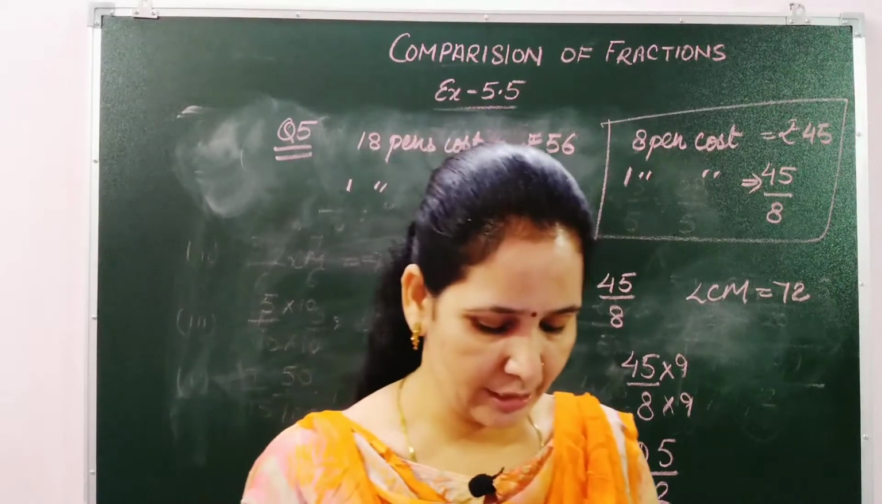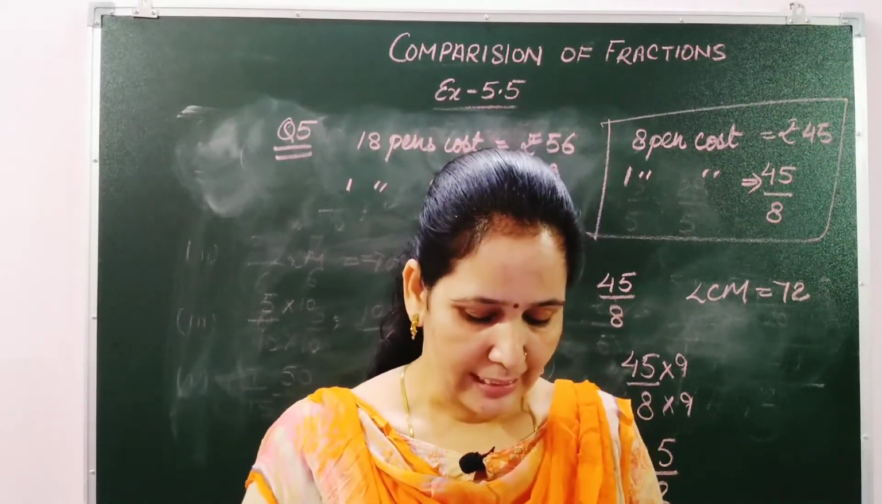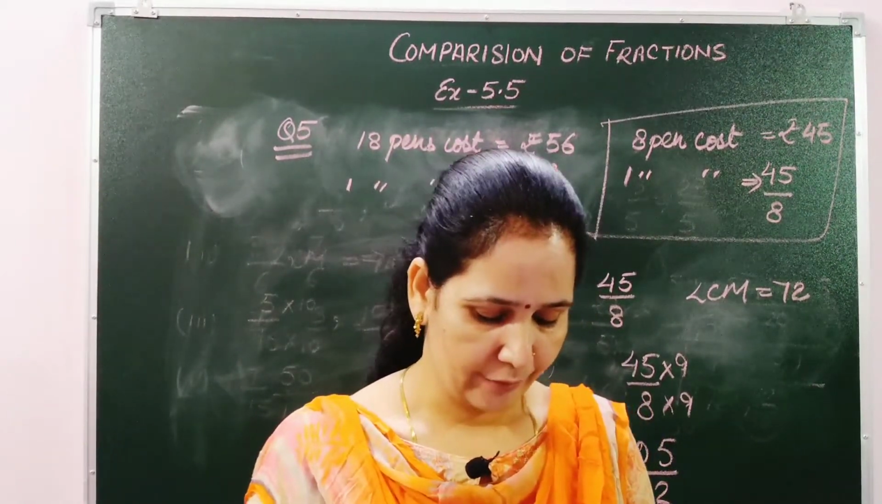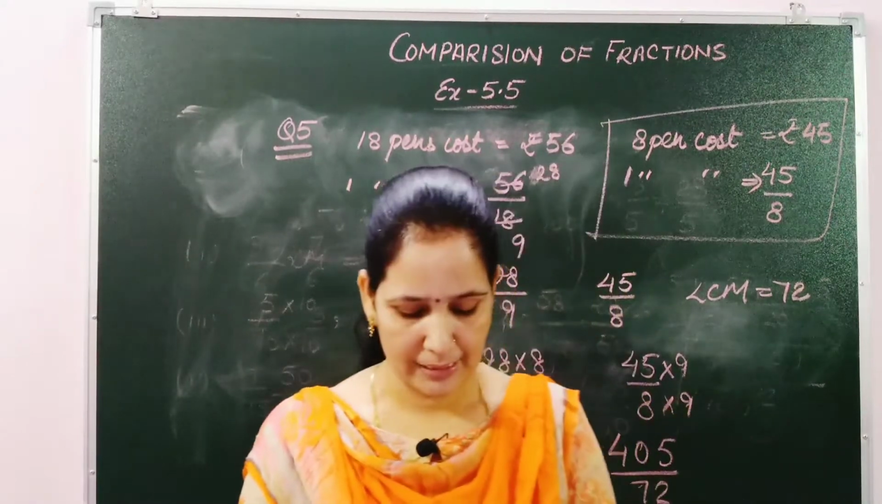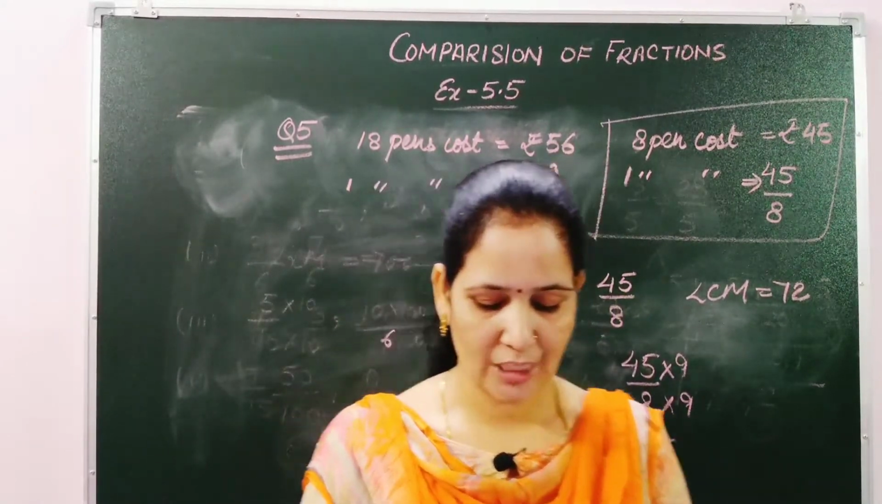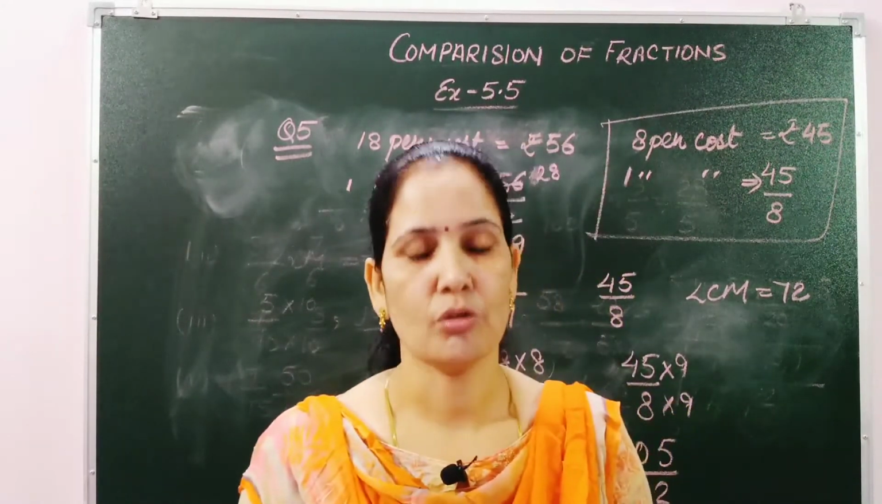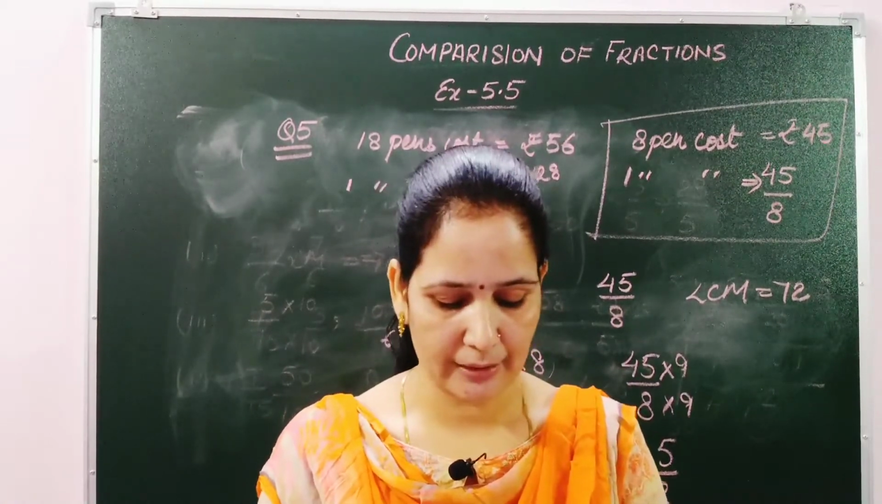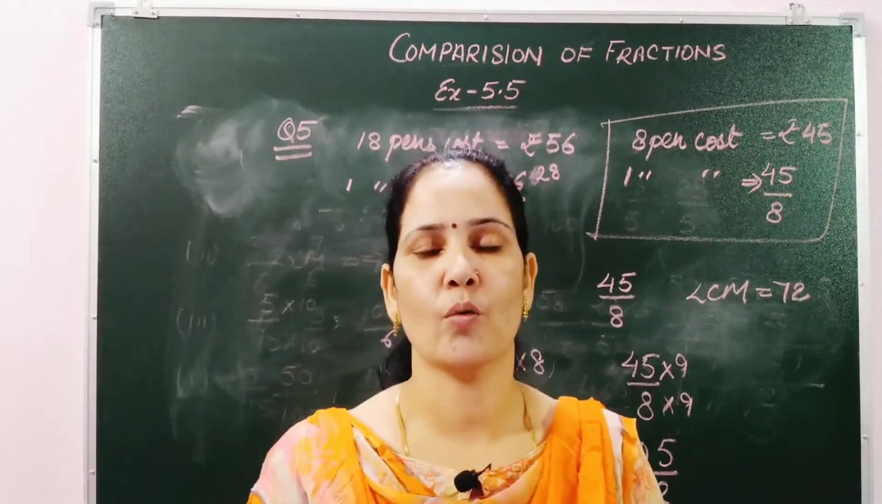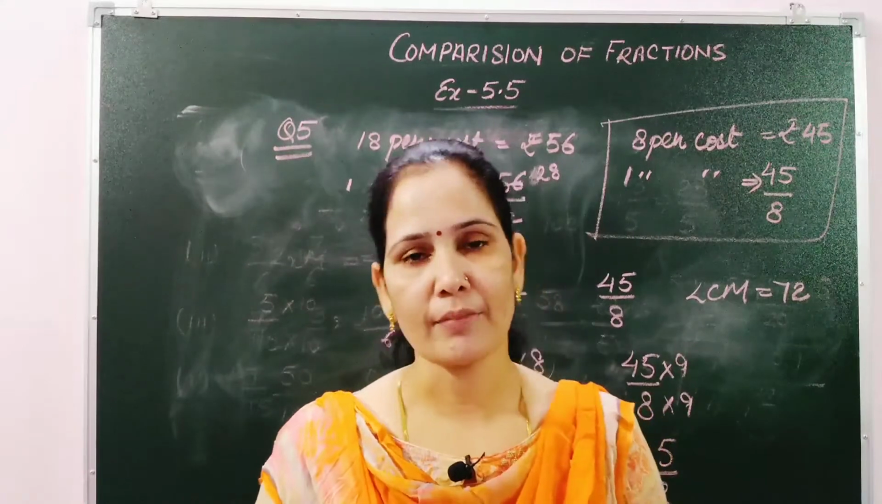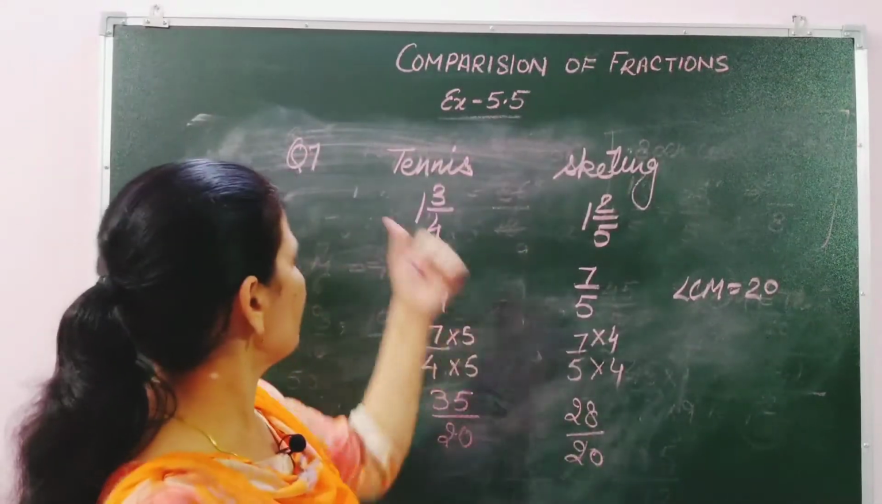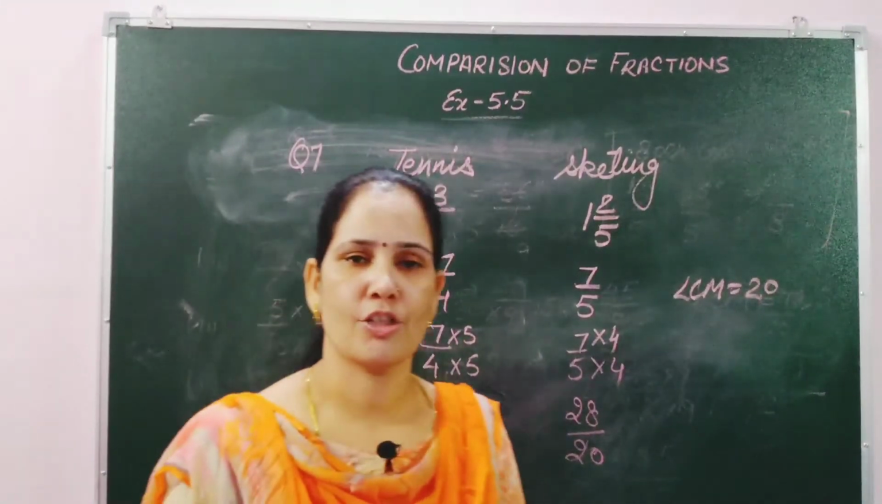In question number 6 they told 2 classes are given. They are preparing the bag 5 by 6 and 7 by 8. Which class did better? So to find which class did better, you have to first convert into like fractions and then after compare. Now students, then after we are going to discuss our question number 7.